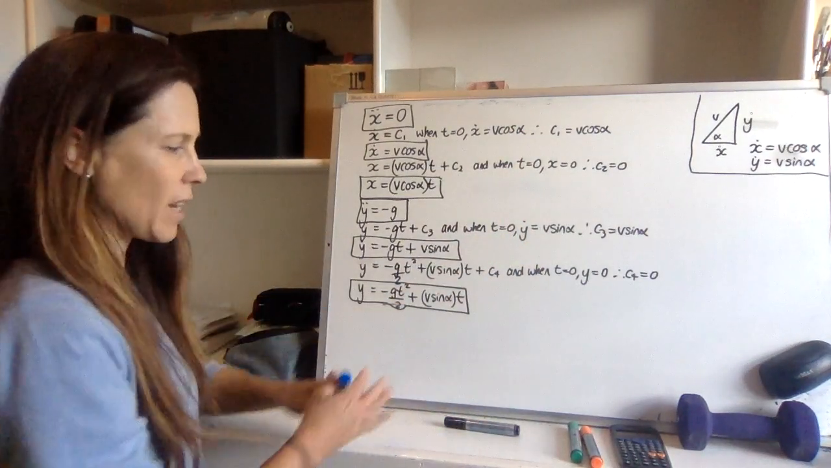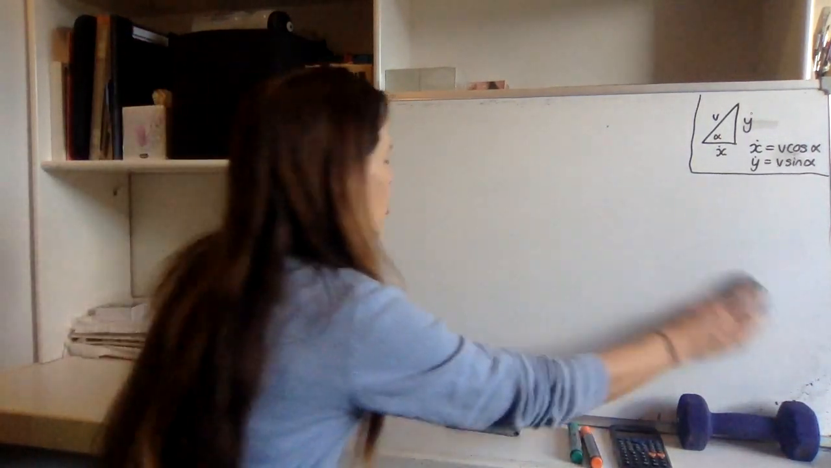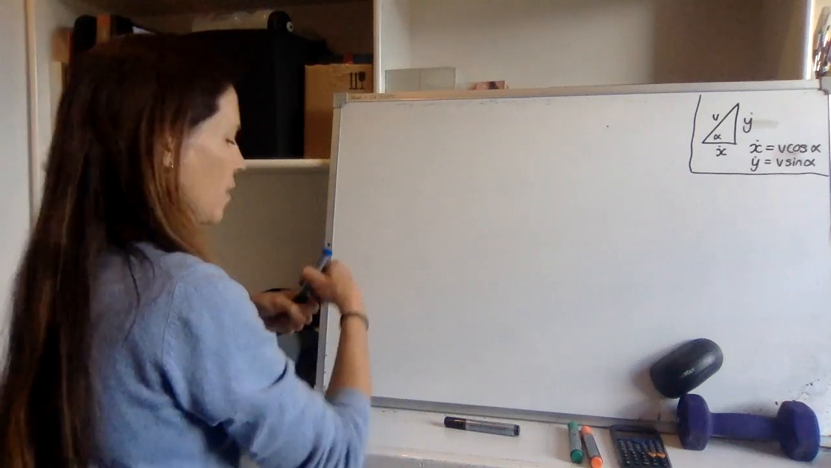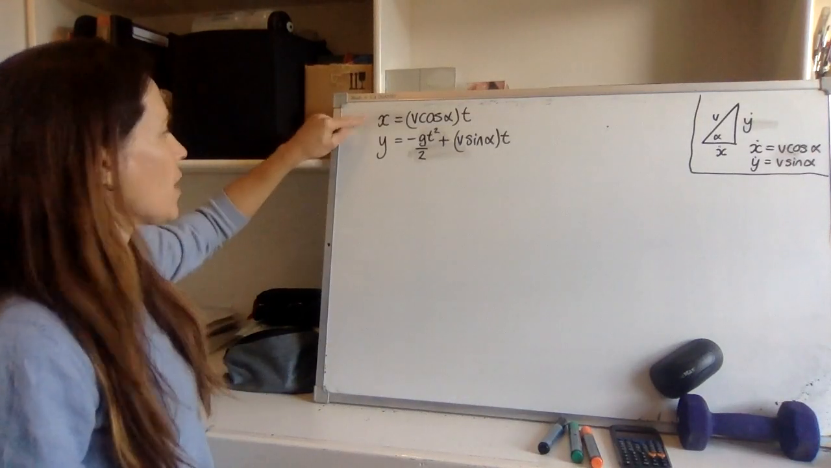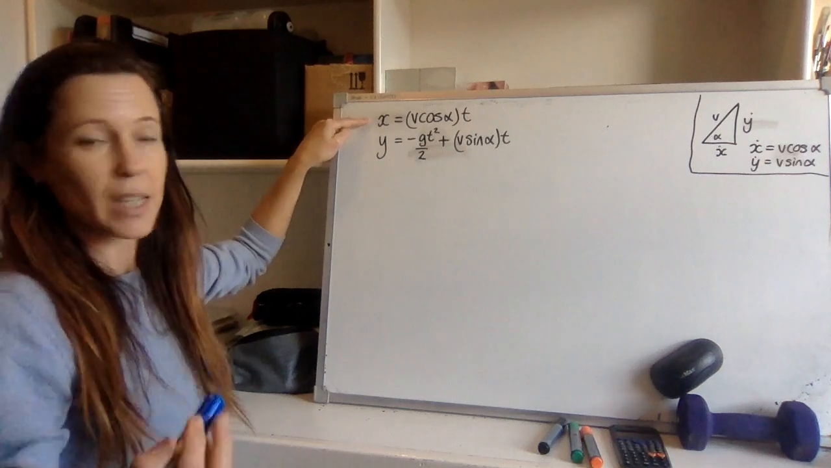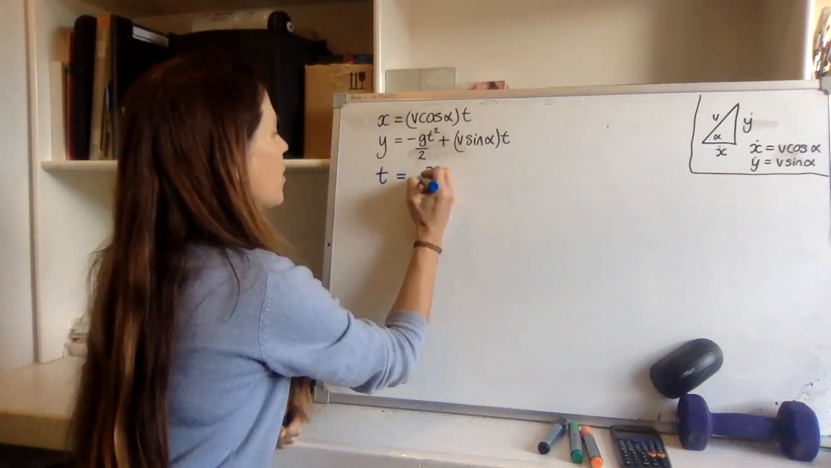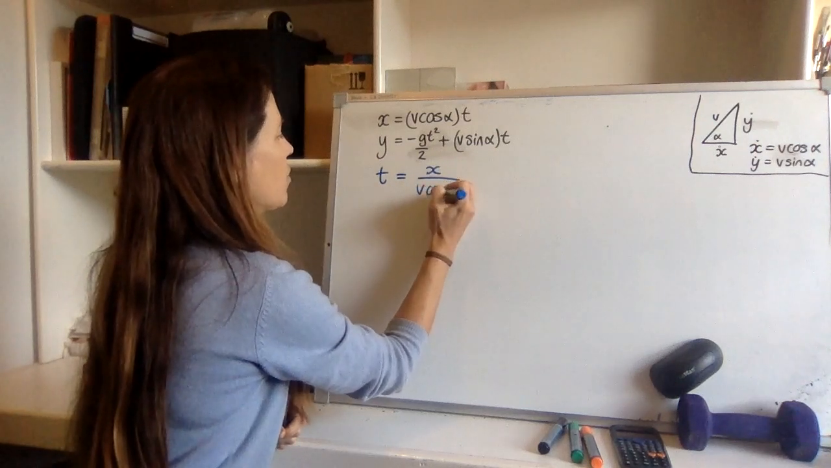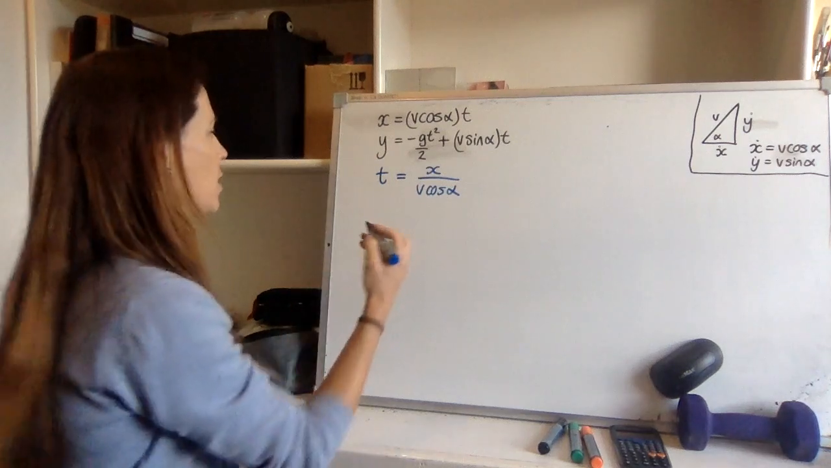Now, because I'm running out of board space, I think I will rub all of this out and just write the two important bits again at the top. So I've got my formula for x and for y here. I want to start by rearranging this. So t is going to be equal to x over v cos alpha. And now I need to sub that into the equation for y.